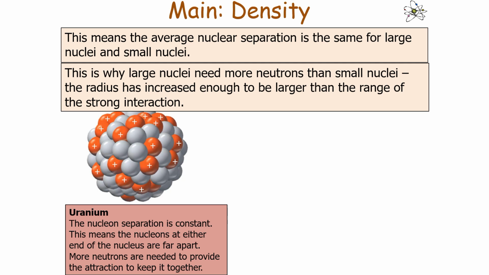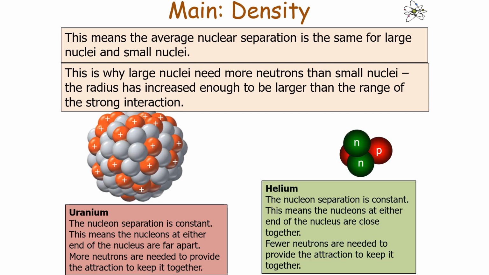So if we consider uranium, because our nucleon separation is constant, this means that the nucleons at either end of the nucleus are much further apart. So we need more neutrons to provide the attraction to keep them together. Whilst for helium, again because our nucleon separation is constant, the nucleons at either end of this nucleus are very close together, so you don't need as many neutrons to provide an attraction to keep it together.